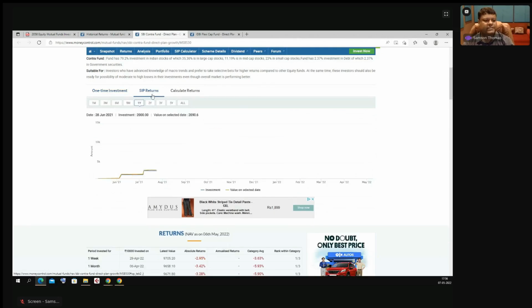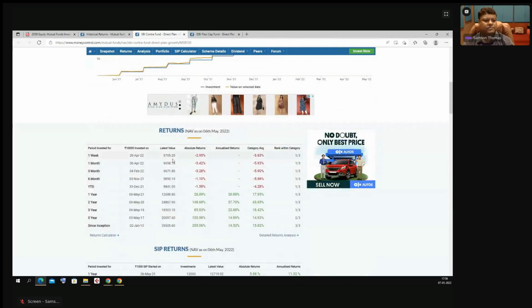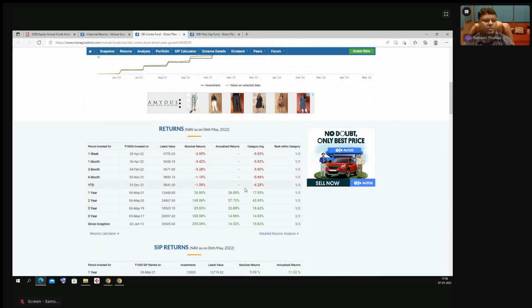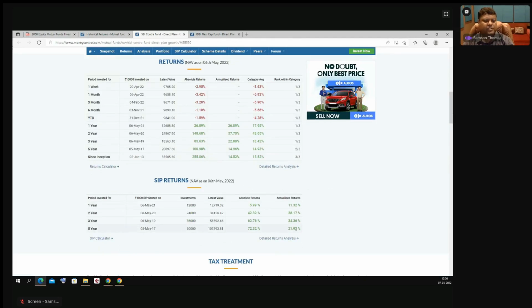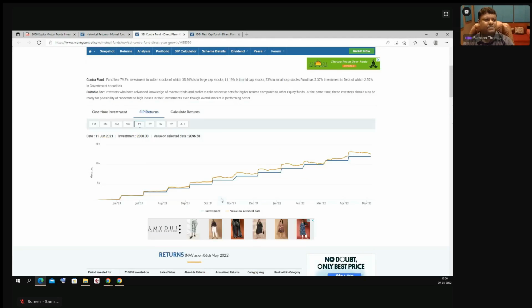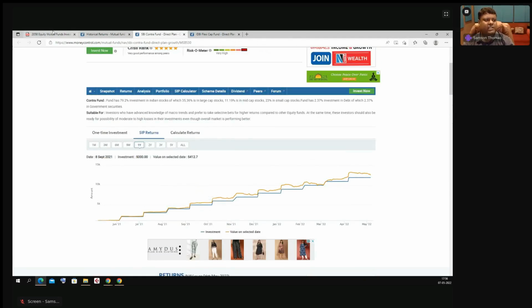SIP returns. The category over the last 5 years is 14.93, 14.96. Oh, okay, SIP returns is here. 21, we already saw that. Right. Now that is one thing that you want to see.